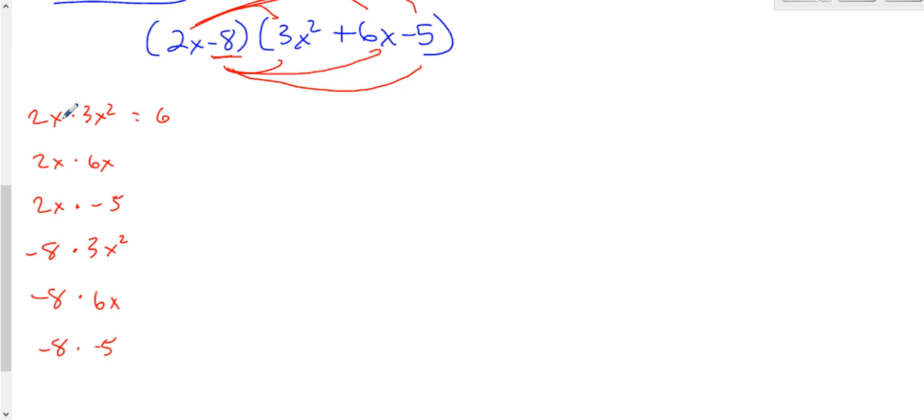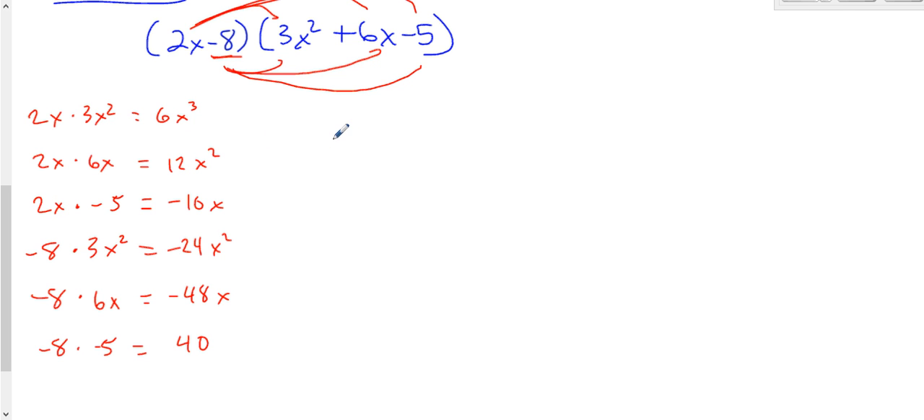I'm going to get 2x times 3x squared is 6x cubed. 2x times 6x: 2 times 6 is 12, x times x is x squared. 2x times negative 5: all I have to multiply is 2 times negative 5 to get negative 10x. Negative 8 times 3x squared: negative 8 times 3 is negative 24, x squared stays the same. Negative 8 times 6x, I get negative 48, and then the x. And negative 8 times negative 5 is positive 40.